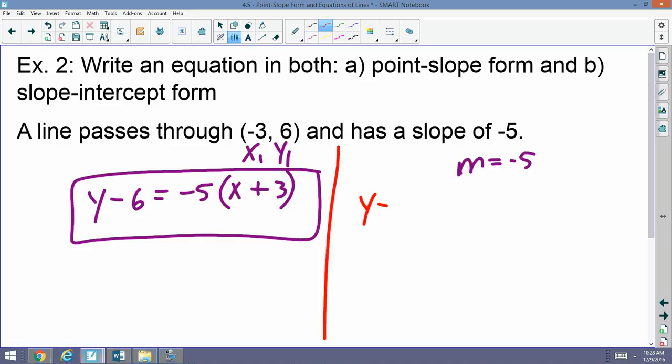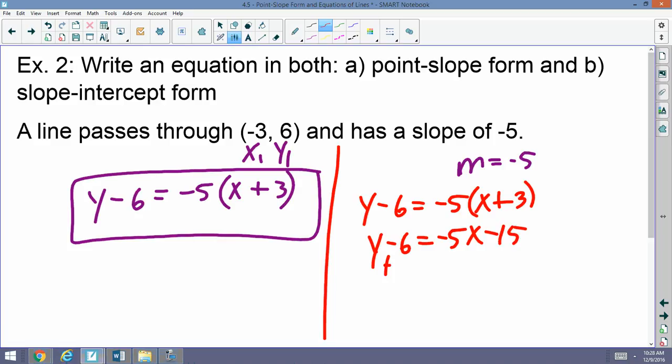Now, if I want to go to slope-intercept form, simply solve for y, distribute. So y equals negative 5x minus 9.